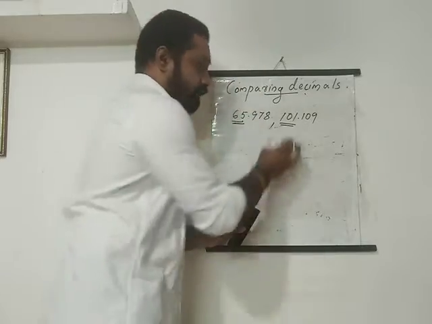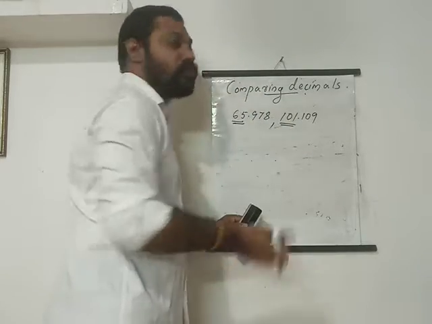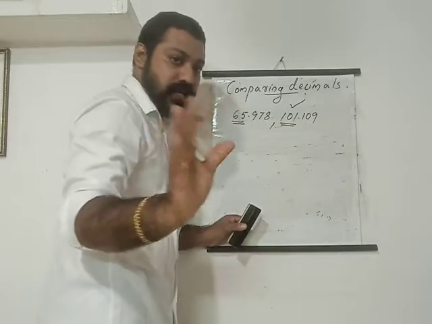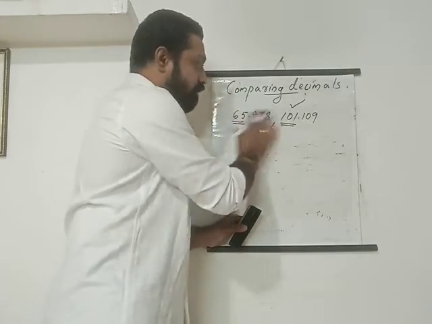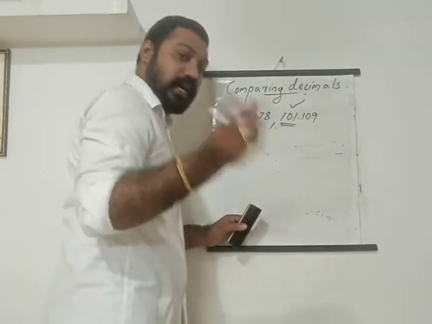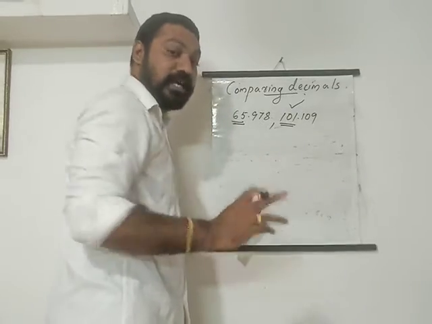No need of that one. This is 101. This is 65 only. So which one is great? This one. Understand? This is a simple one, because the whole number part is more. That one must be the greatest one. Okay, that is the first rule.